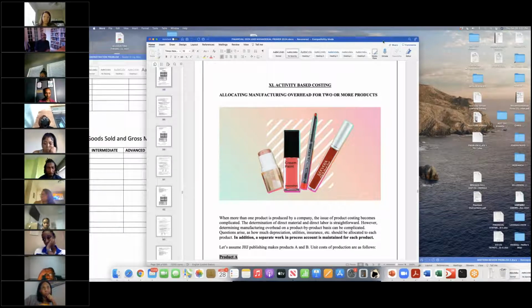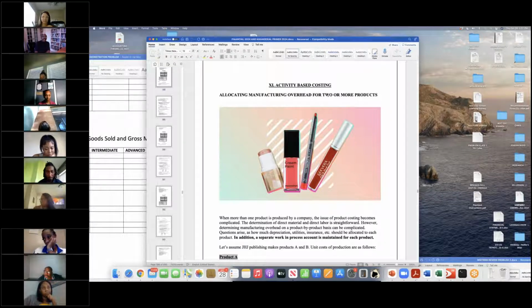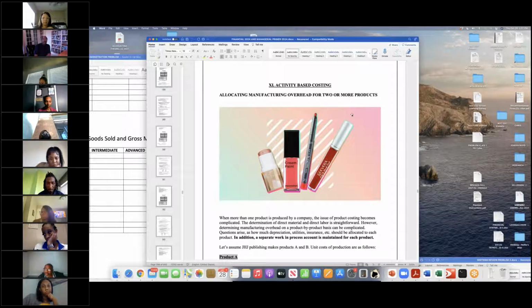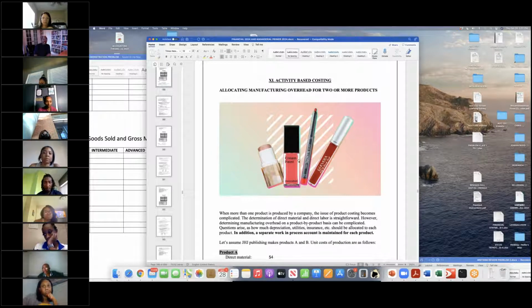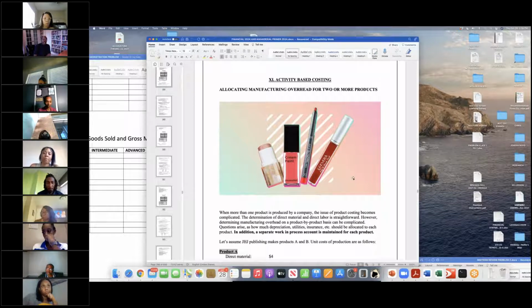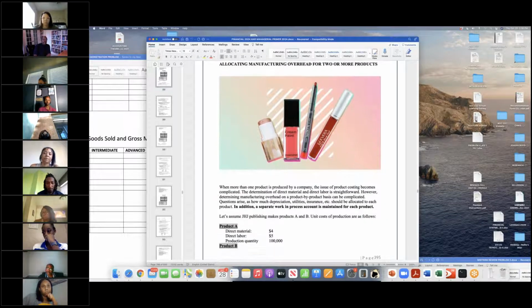Okay, so we're in activity-based costing, and we started on this last time. We've got to allocate the manufacturing overhead for two or more products. Our example will just be two products, but you could have a number of products. And the assumption is that if you have these products and you've got a common cost, then we've got to come up with a way to allocate that overhead.